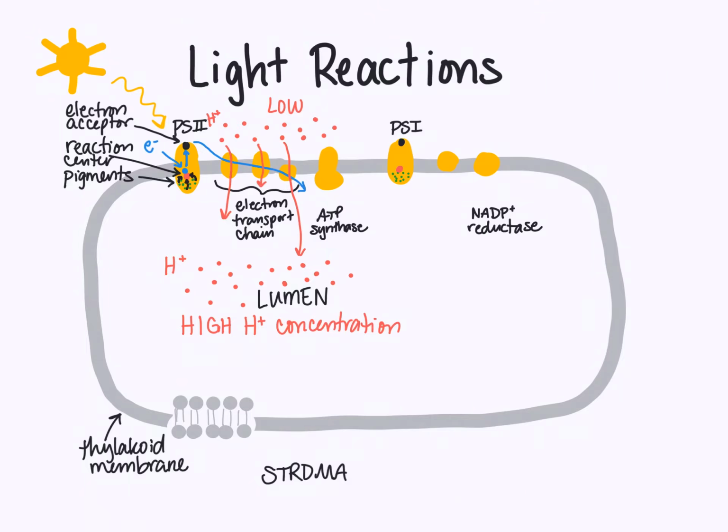Now, the reason why this is important is because the hydrogen ions can then move back through the structure known as ATP synthase. And in doing so, it catalyzes the reaction of ADP and phosphate combining to form ATP. Then that electron actually gets delivered to the second photosystem, which is actually called photosystem 1.